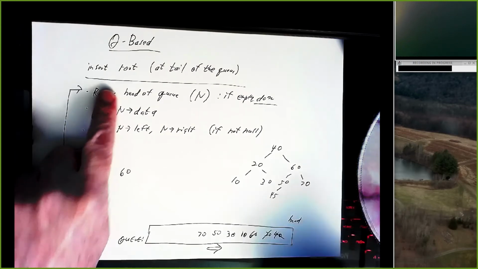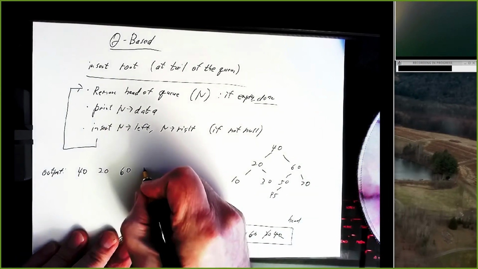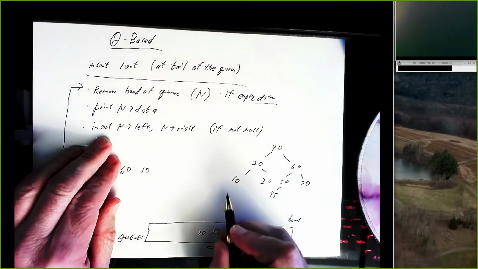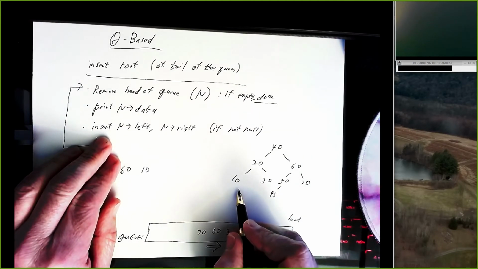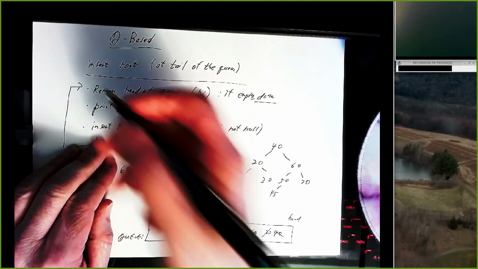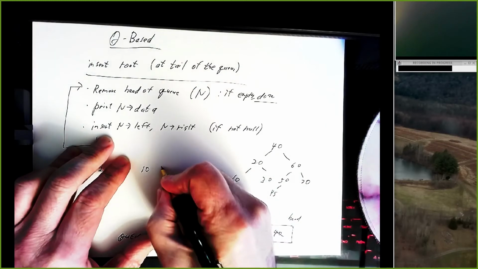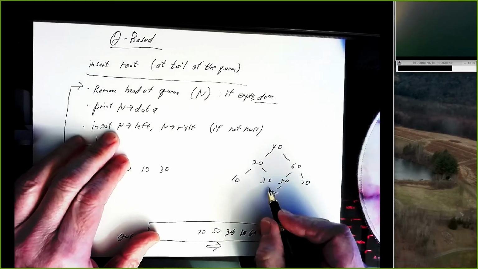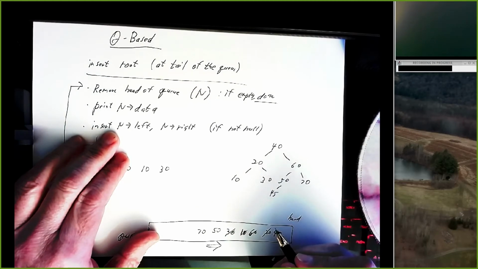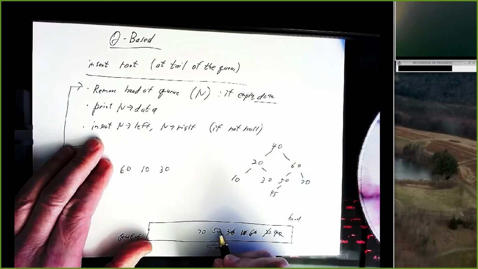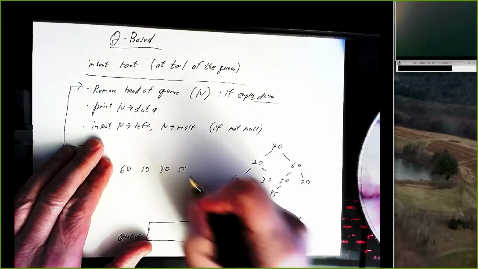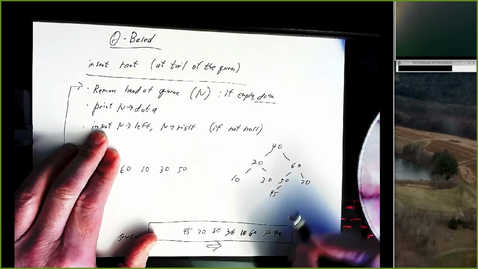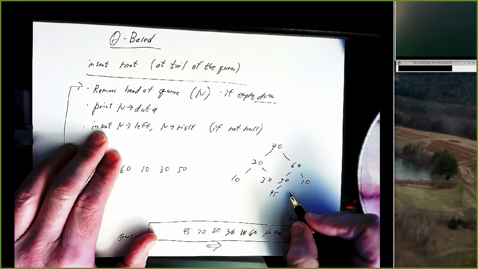Go back up to the top, remove the head of the queue, that's a 10. Print its data, and then insert the left and right children if they're not null. Well, both children are null, so there's nothing to insert. Go back to the top, remove the head of the queue, it's a 30. Print its data, insert the left and right children, there's no children, so nothing to do. Go back to the top, remove the head of the queue, it's a 50. Print its data, insert the left child, which is 45. Right child is null, nothing to insert.